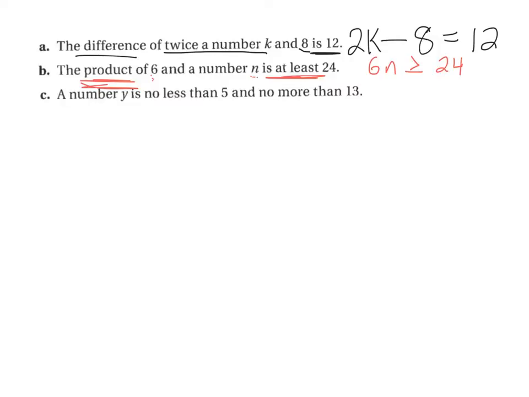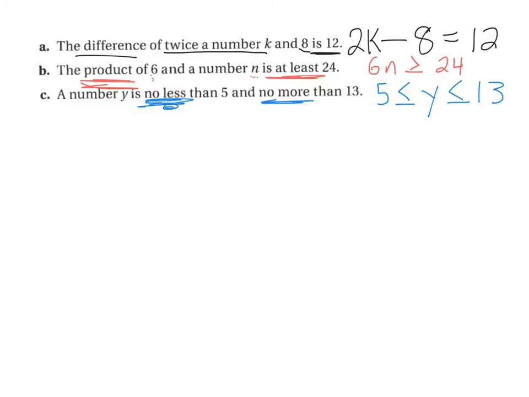And example C here says a number y is no less than 5 and no more than 13. So here I actually see two types of comparisons. A number y is no less than 5. So I know y can't be less than 5. y has to be greater than 5 or can be equal to 5. And y can be no more than 13. This is a tricky one.